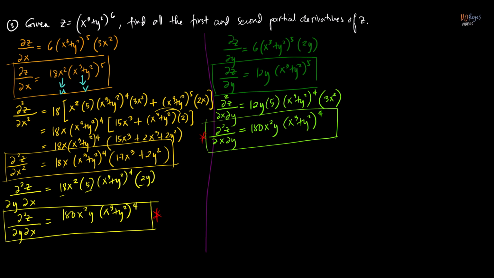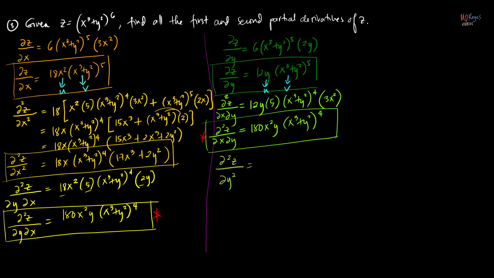Okay, now we go to the last one, the second partial derivative of z with respect to y, first partial with respect to y also. Okay, we're still differentiating this function, this time with respect to y. So using the product rule again, because this time this is a product of y and x cubed plus y squared raised to the 5th power.